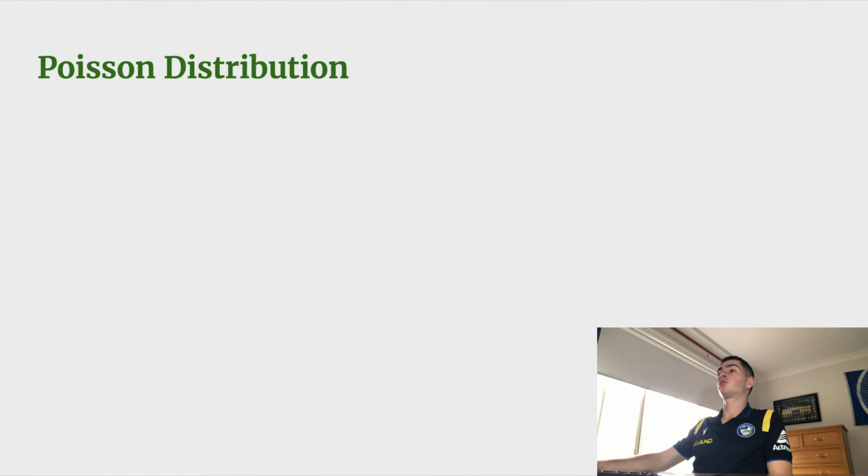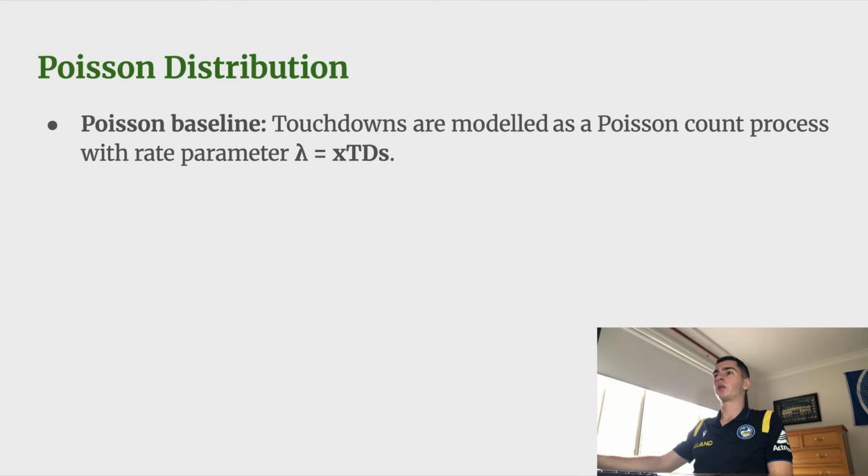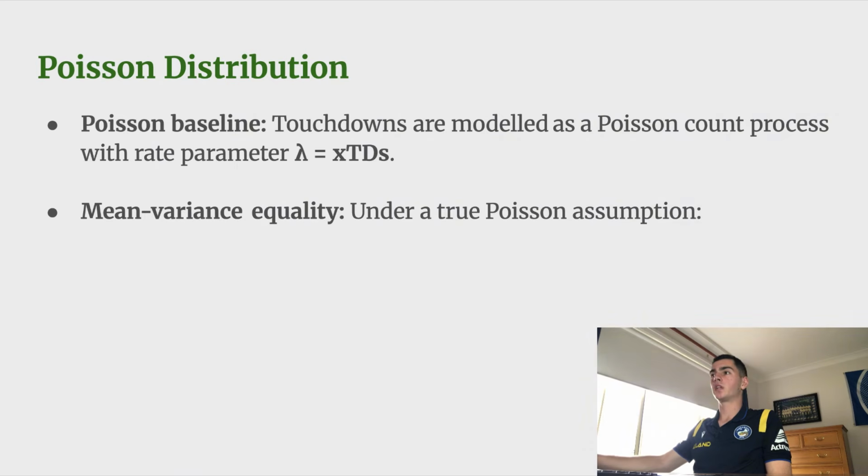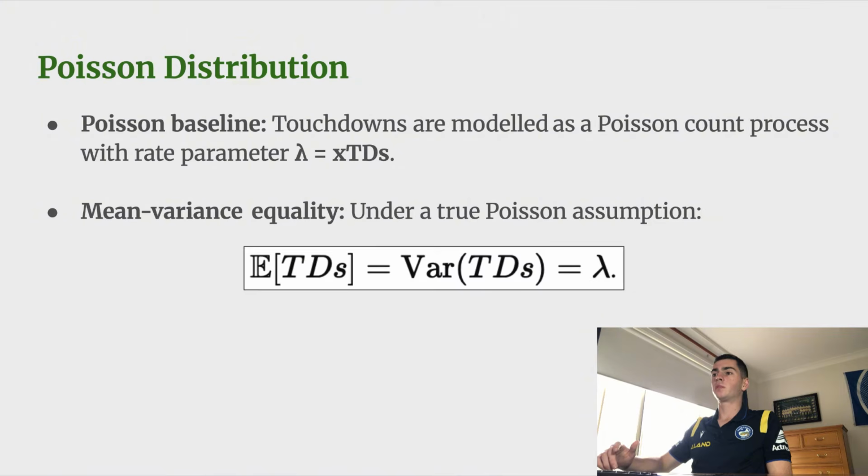A natural starting point for modeling touchdowns is the Poisson distribution, which is commonly used for modeling count data when events happen independently and at a constant rate. Under this model, the mean and variance are both equal to lambda, the team's expected number of touchdowns. In theory, if touchdowns follow a perfect Poisson process, the expected number of touchdowns and the variance around that number should be identical.